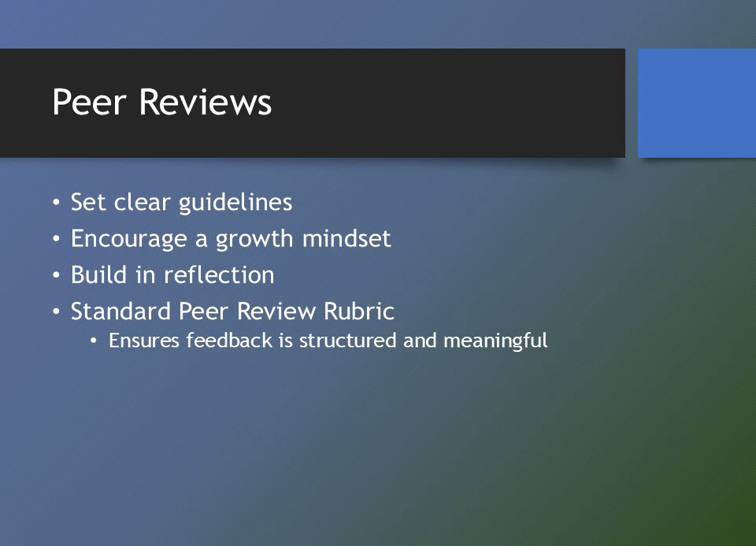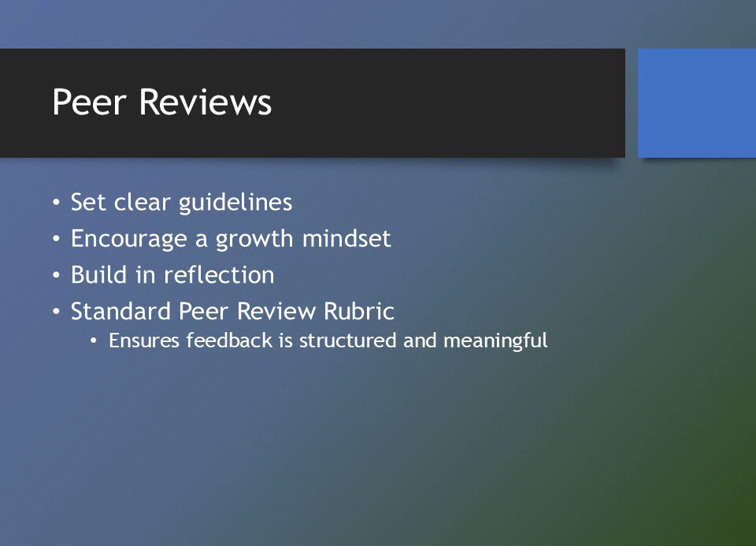Peer feedback is an awesome way to engage students in reflection and critical thinking, but it's most effective when students know how to give good feedback. Here's how you can make peer reviews work. Set up a rubric or checklist to guide feedback. When students know exactly what to look for, their feedback is more constructive and focused on helping their peers improve.